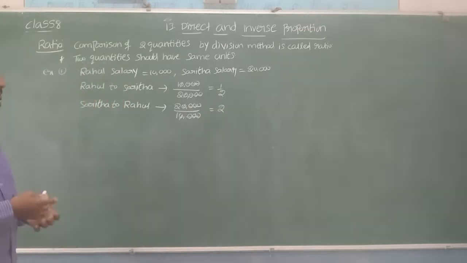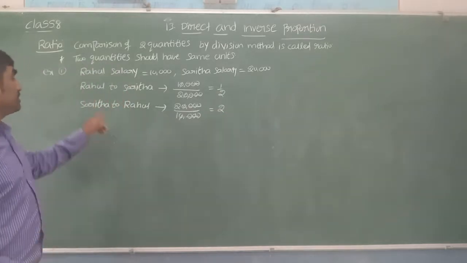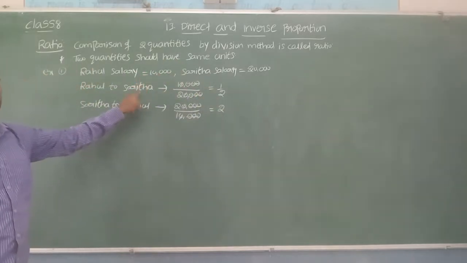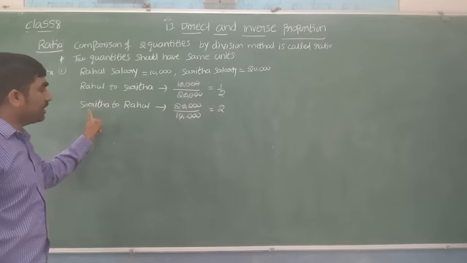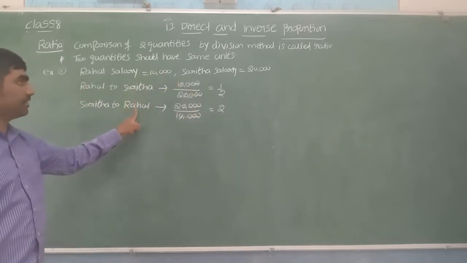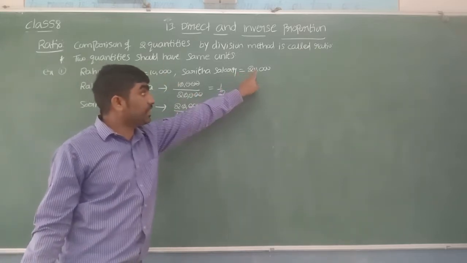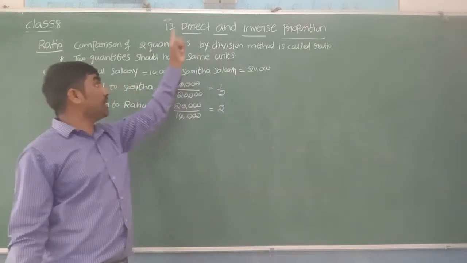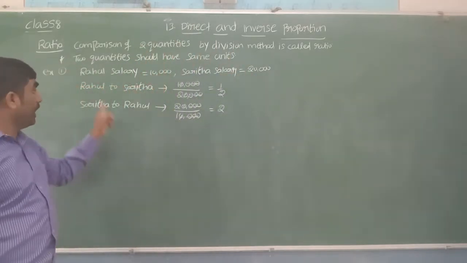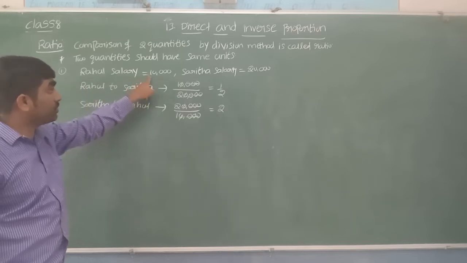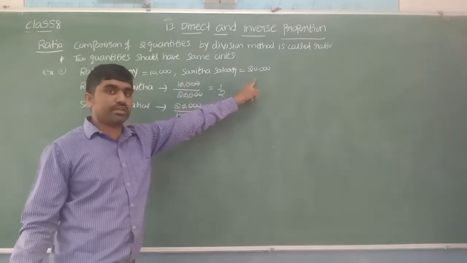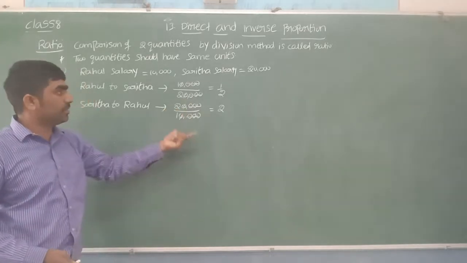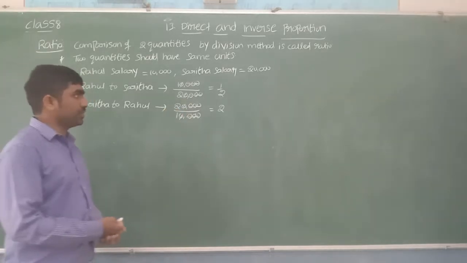So how can we express the conclusion here? Here we can say that Rahul's salary is half of Sarita's salary, and Sarita's salary is 2 times Rahul's salary. 20,000 is 2 times 10,000, and Rahul's salary of 10,000 is half of 20,000. Like that we can compare quantities by division method, which is called ratio.